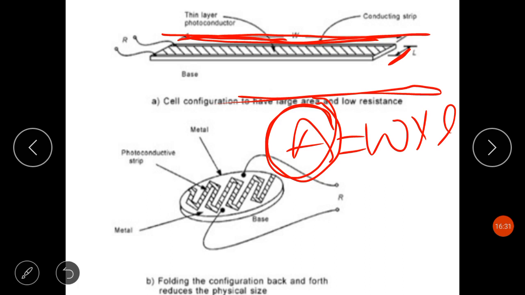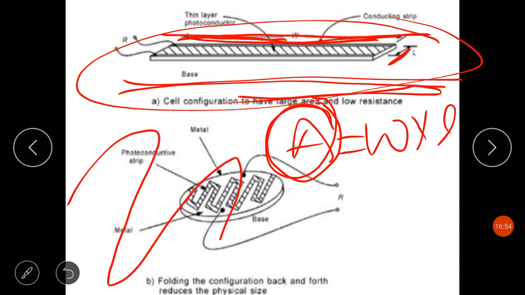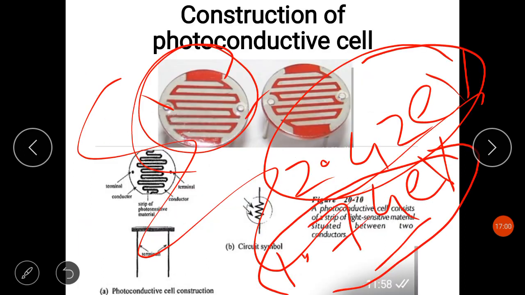But such a strip is very impractical. It will have a very large physical size if I keep on increasing the width in order to decrease the resistance, which will make this photoconductive cell very large. So that's why the strip is folded in a back and forth configuration to reduce the physical size. You can see it is folded back and forth, so a very large width strip can be incorporated in a very small physical size.